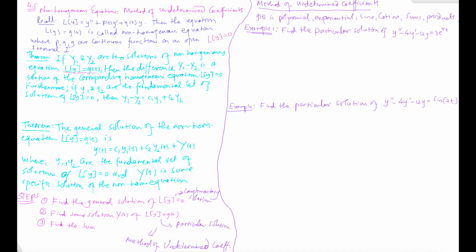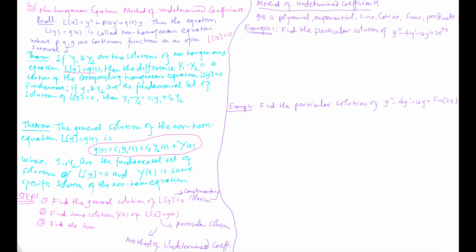There is another theorem about the general solution of the non-homogeneous equation. How does it look? y(t) = c1 y1 + c2 y2 + Y(t), where lowercase y1 and y2 are a fundamental set of solutions of the homogeneous system, and uppercase Y(t) is some specific solution. What is that? We will do some examples of the non-homogeneous equation.